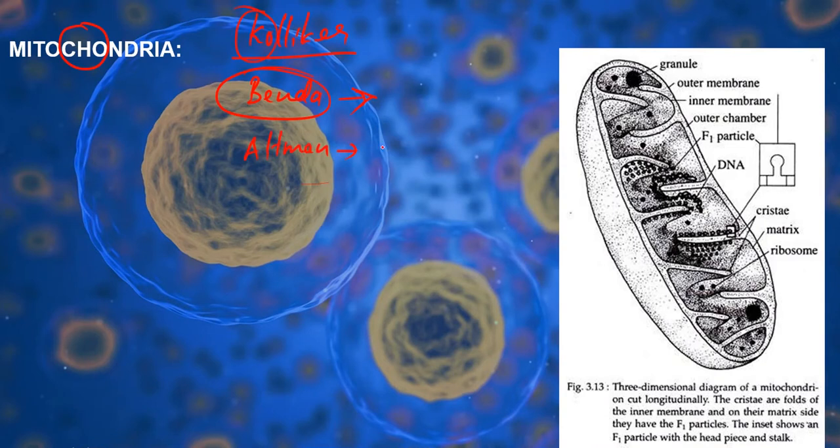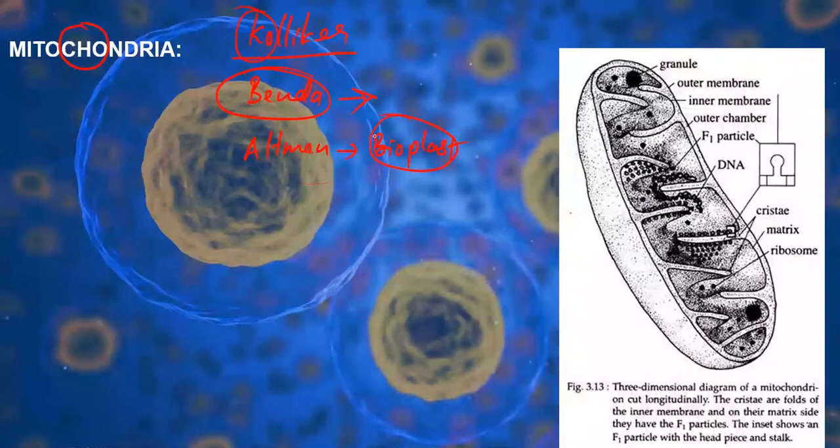He named the mitochondria as bioplast. So bioplast is another name for mitochondria. Keep this in your mind, that it was coined by the scientist named Altman. Kolliker first discovered mitochondria, Benda termed it mitochondria, and Altman called mitochondria a bioplast. Okay, so keep this in your mind.